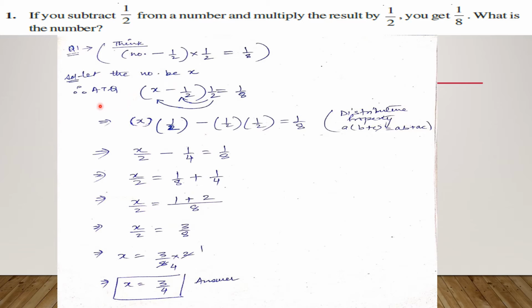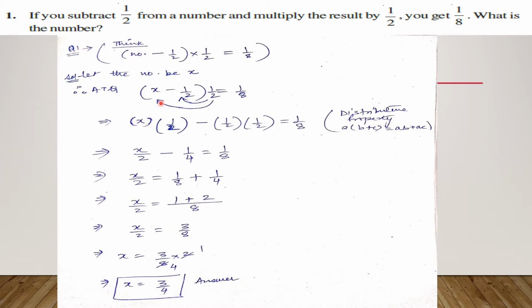Now according to the question, we have formed this equation: (x minus 1 by 2). As it is saying, if you subtract 1 by 2 from a number, therefore x minus 1 by 2, bracket close, and multiply the result by 1 by 2. This is the result. I am multiplying 1 by 2 into the result. I will get 1 upon 8.